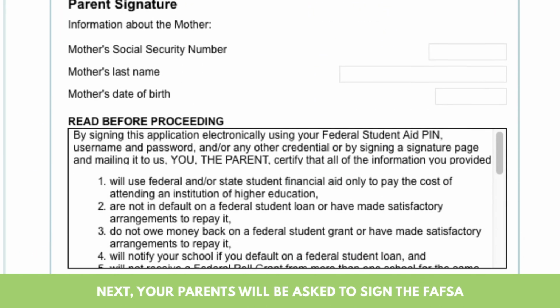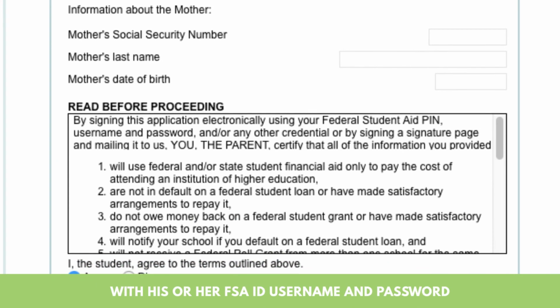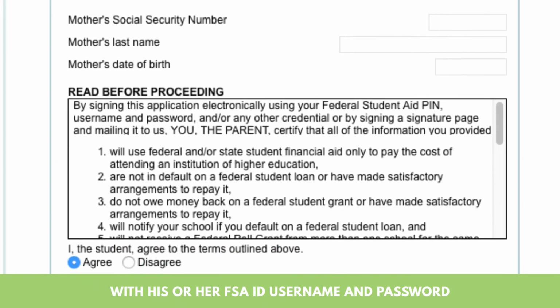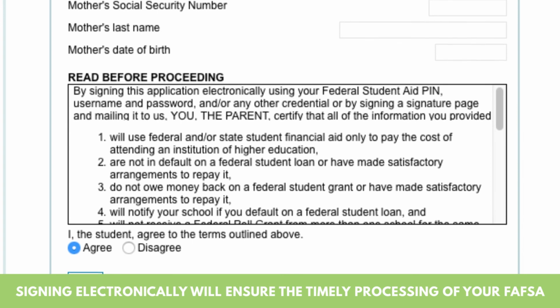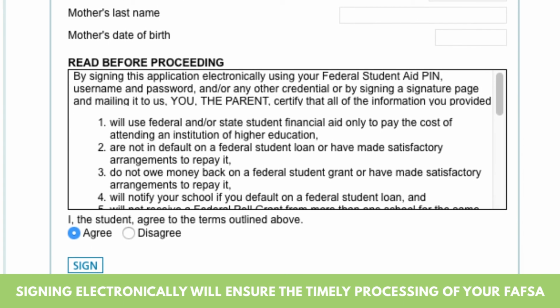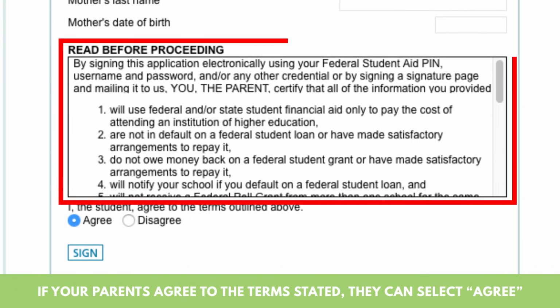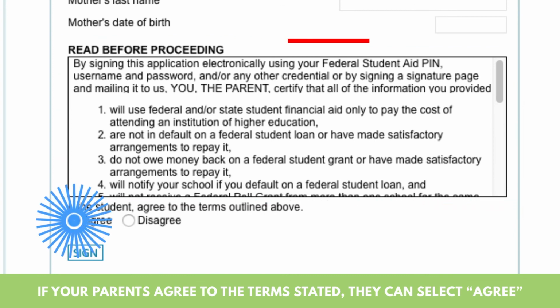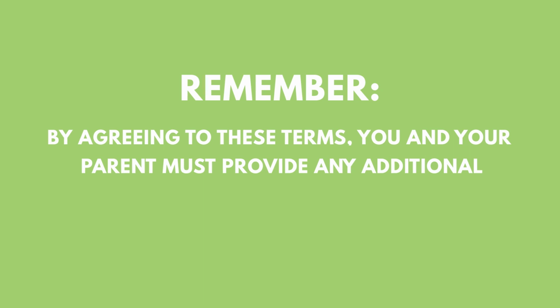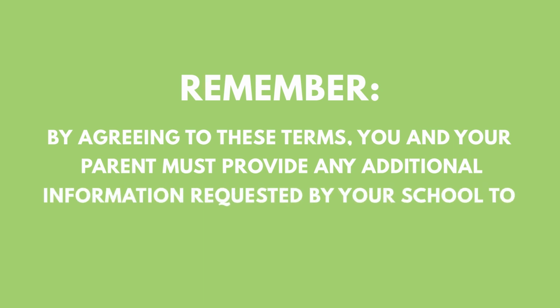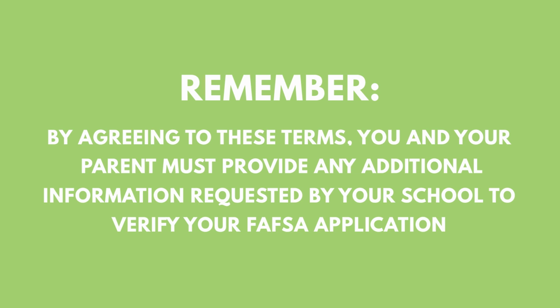Next, your parents will be asked to sign the FAFSA with his or her FSA ID username and password. Signing electronically will ensure the timely processing of your FAFSA. If your parents agree to the terms stated, they can select Agree. Remember that by agreeing to these terms, you and your parent must provide any additional information requested by your school to verify your FAFSA application.